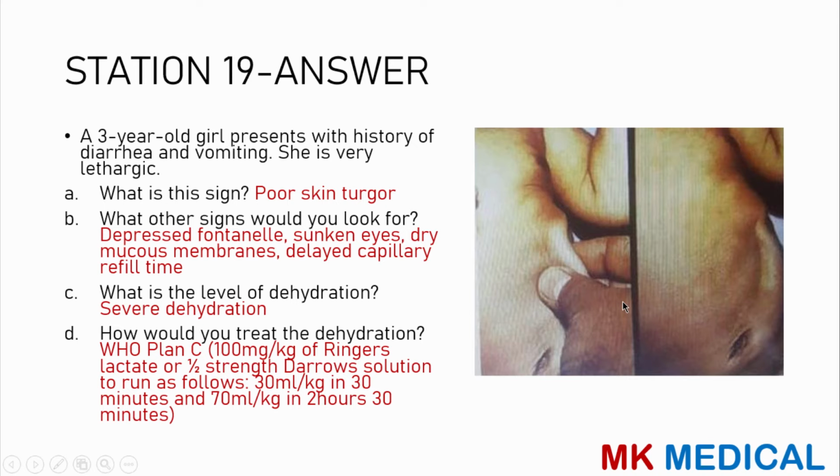So the sign is that there is a poor skin turgor. So what other signs would you look for? There would be a depressed anterior fontanelle. But rather, in this case, this child is a 3-year-old, so I just realized that this answer here is not really thought through as much. So just cancel the depressed anterior fontanelle.